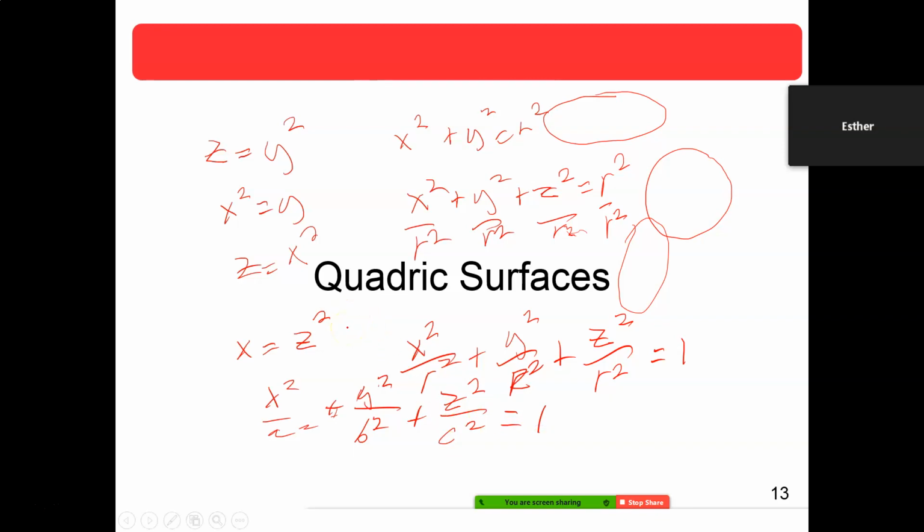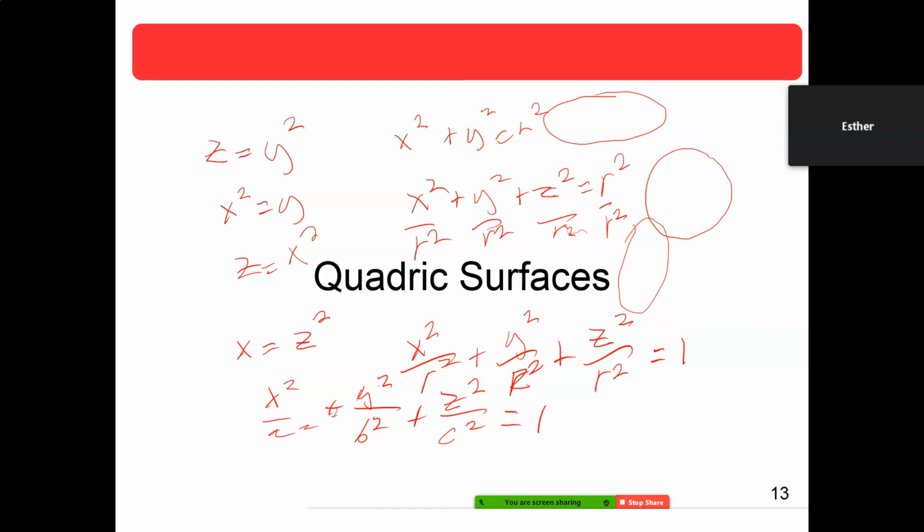Now here's the difference. Your a, b, and c, for a circle or a sphere, are all the same. For an ellipse, two of them may be the same or all three different. That's what gives you the elongated shape there. That's why this form is a little bit neater, because if you can set everything equal to 1, then these give it away.